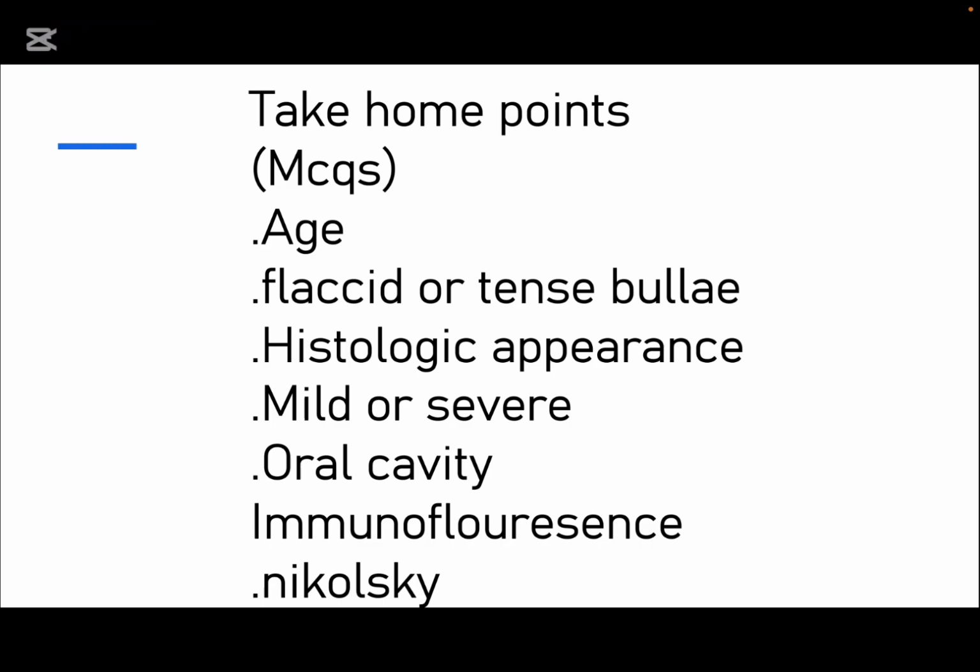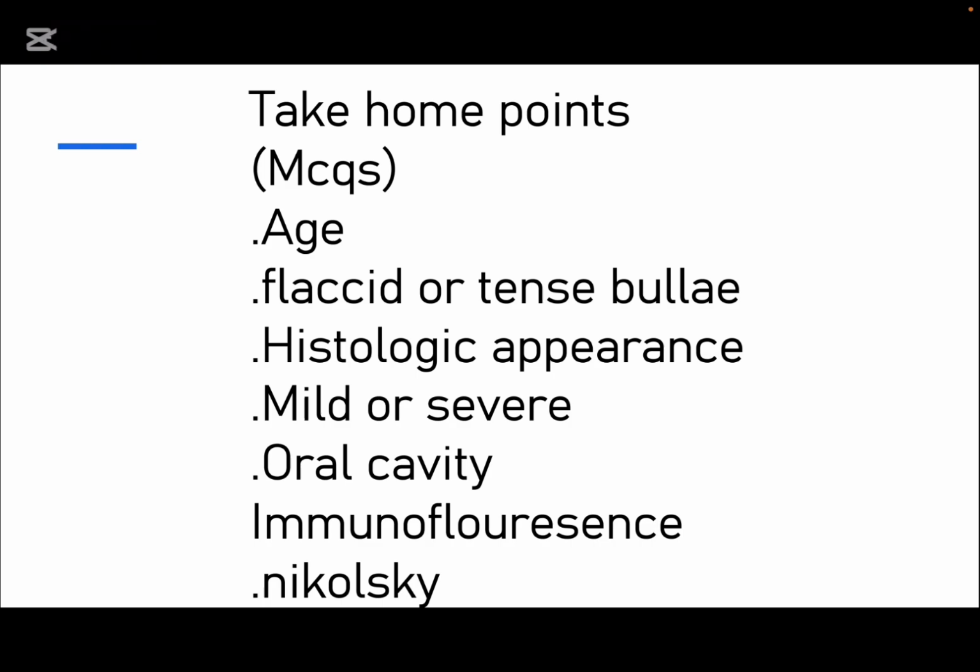If the histologic appearance, it is very obvious. If it is mild disease, it is bullous pemphigoid. If it is severe, it is pemphigus vulgaris. If the oral cavity is involved, it is pemphigus vulgaris. If it is spared, then it is bullous pemphigoid. The immunofluorescence pattern, if reticular, it is pemphigus vulgaris. If it is linear, it is bullous pemphigoid.